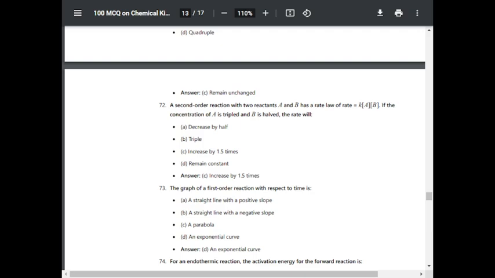The correct answer is increase by 1.5 times. The rate will increase by 1.5 times. The second order reaction with the two reactants A and B has a rate law of rate is equal to k into A into B. If the concentration of A is tripled and B is halved, then the rate will increase by 1.5 times. So option C is correct.